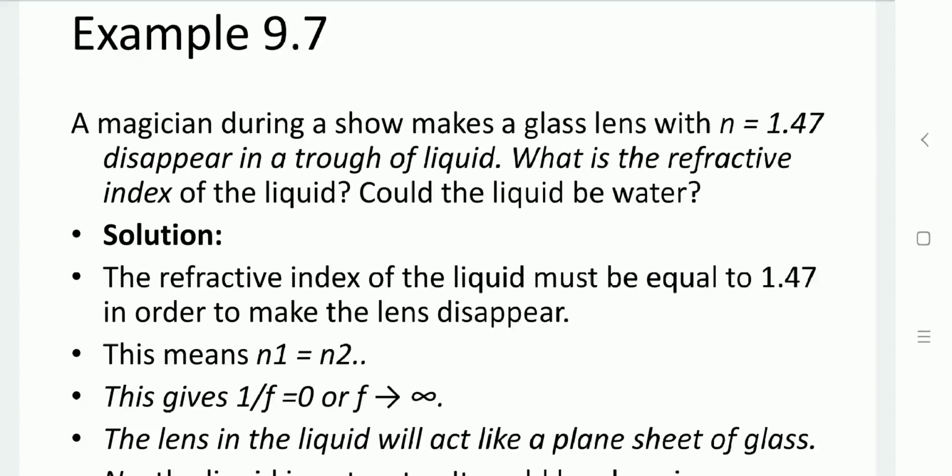To make the lens disappear, it means both materials have the same refractive index, n1 equal to n2. And if the object is at infinite distance, then 1 upon f equals 0, meaning the lens in the liquid will act as a plane sheet of glass. And as its refractive index is 1.47, the liquid is not water, it is glycerin.